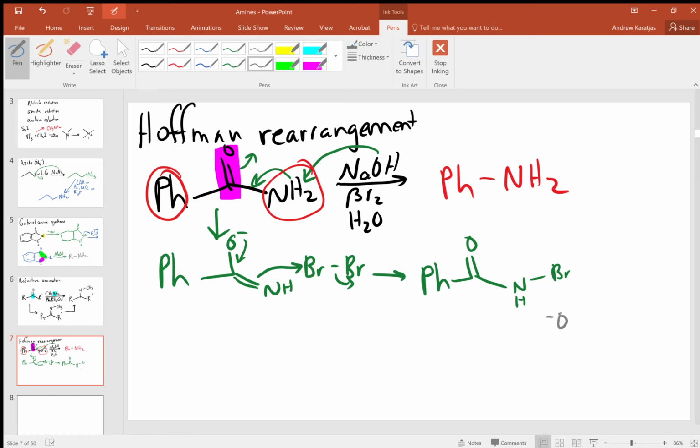Now, another equivalent of base comes in, removes the other hydrogen, again pushing electrons up onto oxygen. Giving us this intermediate, and this is sort of where the weird step takes place. Carbonyl reforms, but now instead of those pi electrons going and doing something else, the phenyl shifts over, grabs the nitrogen, and kicks out bromine.